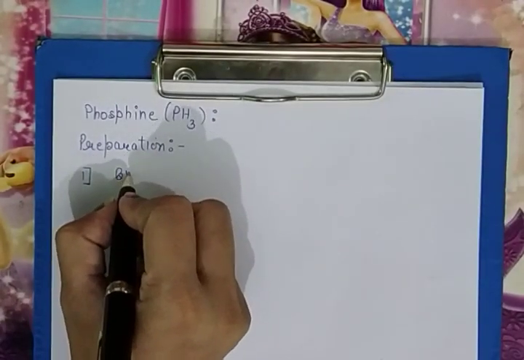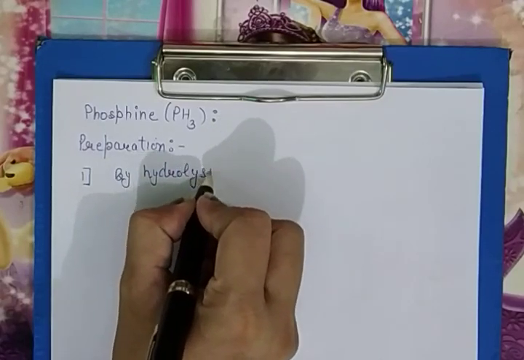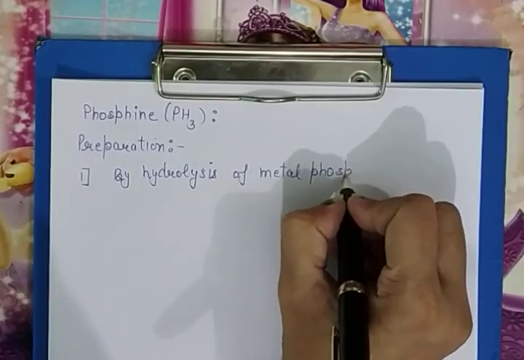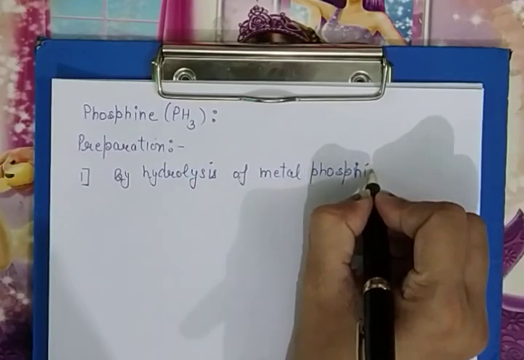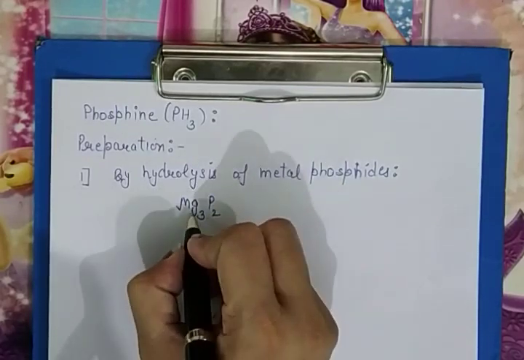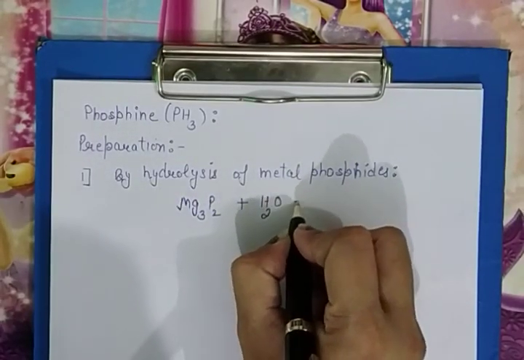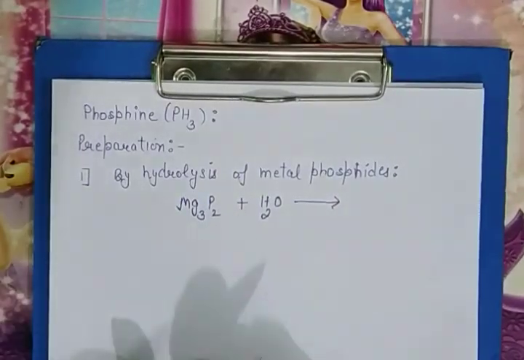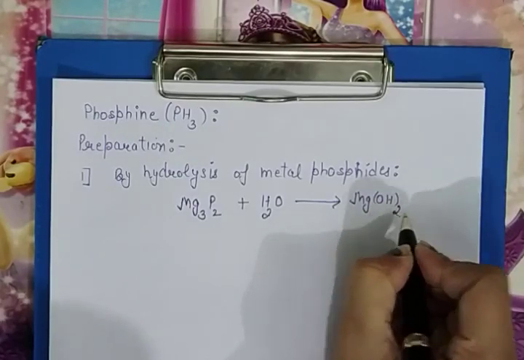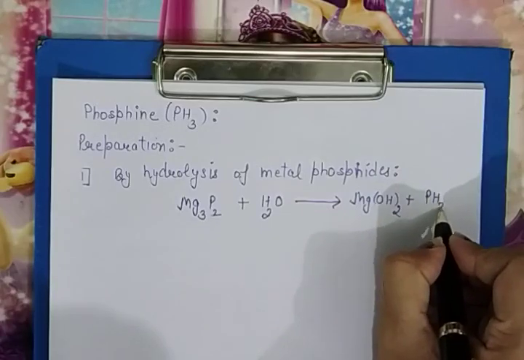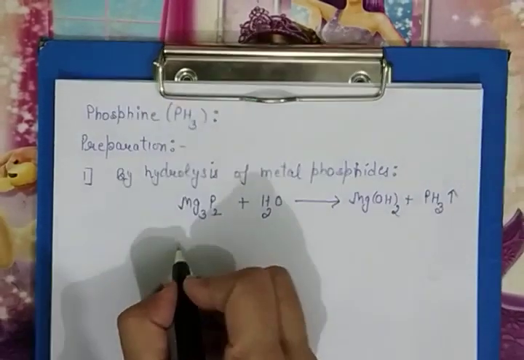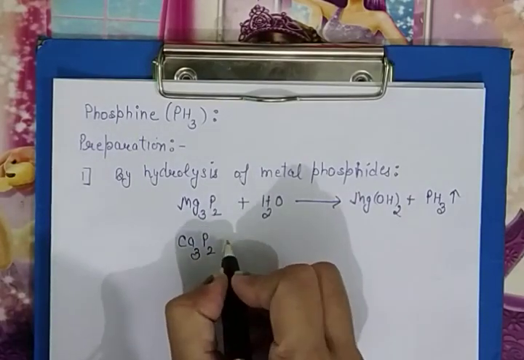First one is by hydrolysis of metal phosphide. Metal phosphides, for example, Mg3P2, magnesium phosphide. When hydrolyzed, since this is a binary compound, in this reaction always the metal forms its hydroxide, that is Mg(OH)2, and the non-metal forms its hydride, PH3. It is a gas, hence evolved.